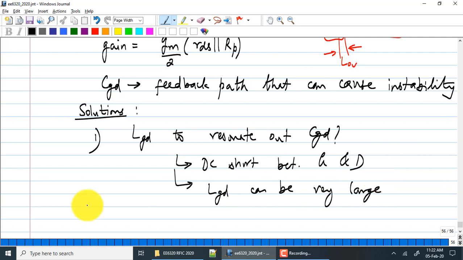Okay. What other possibility can you think of to remove the effect of CGD? Incremental negative capacitance. Okay. How do you do this? Excellent. How do you do this?